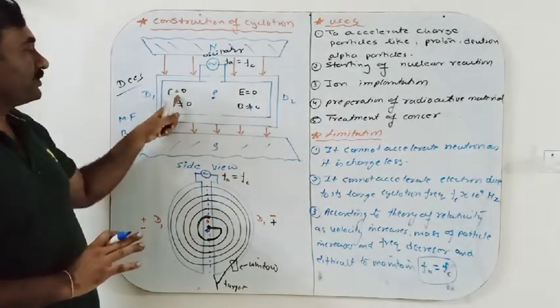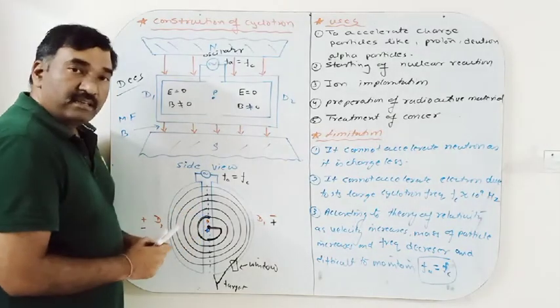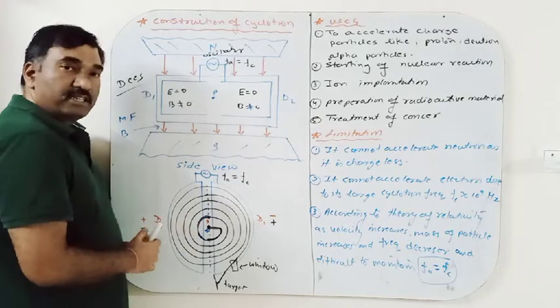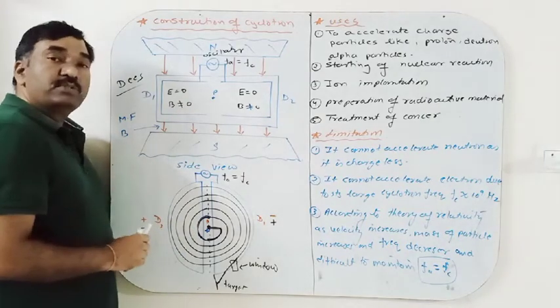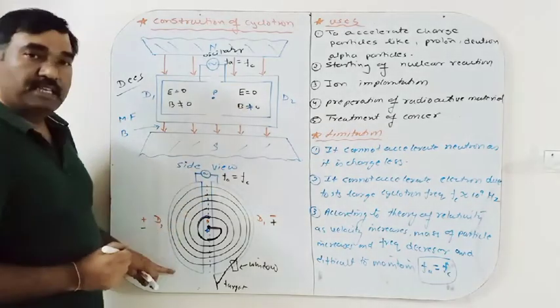So what is the main function of the electric field and the magnetic field? The electric field is providing energy to the charged particle because it takes the charged particle from one D to another D. The magnetic field is used to change the direction. The magnetic field is perpendicular, the electric field is parallel.